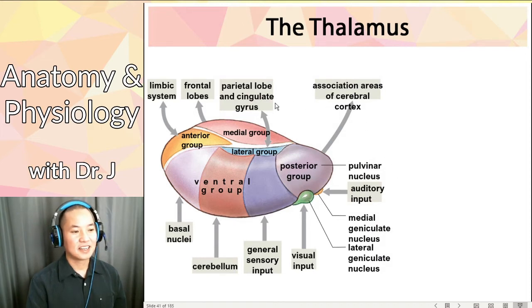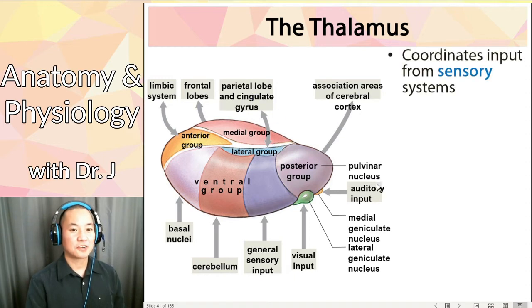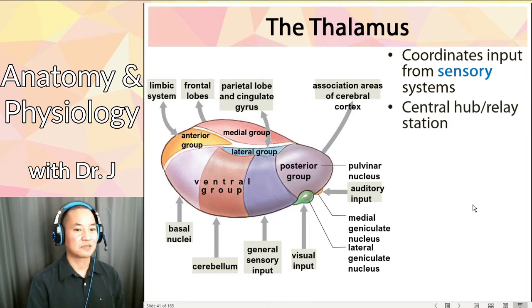Now this image, do I want you to know which part is which? For advanced classes, they might require this. Why am I showing this picture? I'm showing you that you have all this stimuli and signals going to the thalamus, and all this trade of signals between them and the thalamus. So the main thing I want you to know, it coordinates input from all these sensory systems. Do I want you to memorize this laundry list? No, but you should know that this is why the thalamus is very important. It's getting all these signals, receiving all these signals, and coordinating all these signals. So the thalamus is like a central hub or relay station.